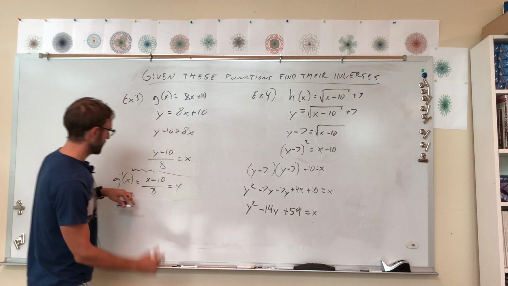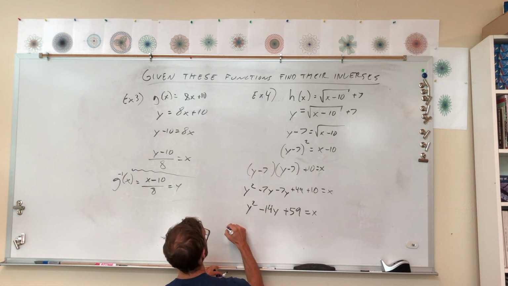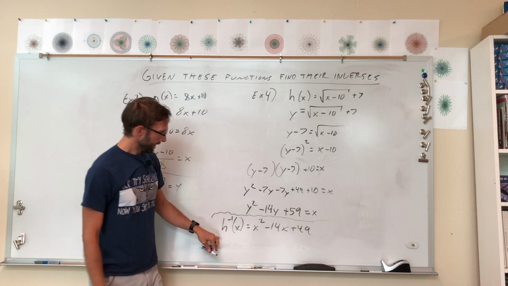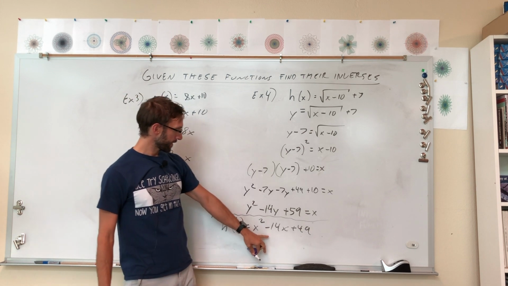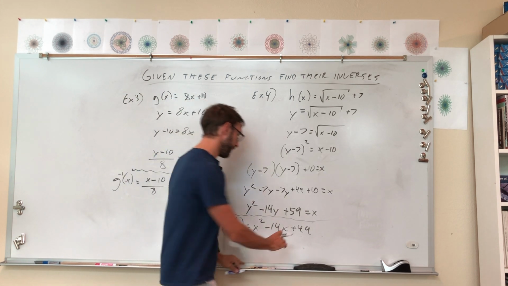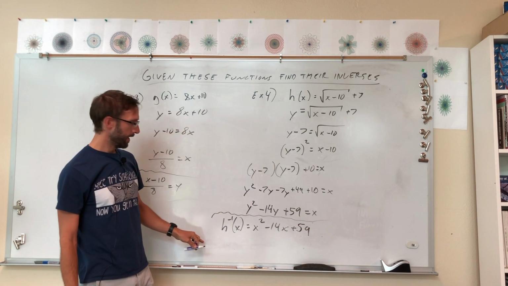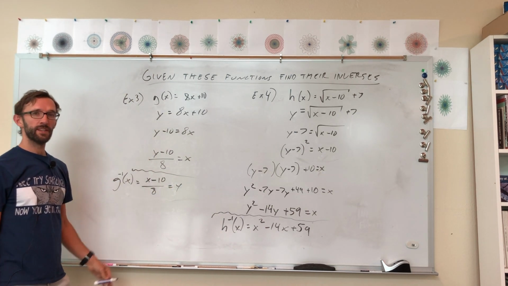But remember here, we swap out the x and y because generally x is our input. All right, so here we go. Here's the inverse of h: x squared minus 14x plus 59. Good catch there, Southam. All right, so there we go. Given these functions, find their inverses, and we did. All right.